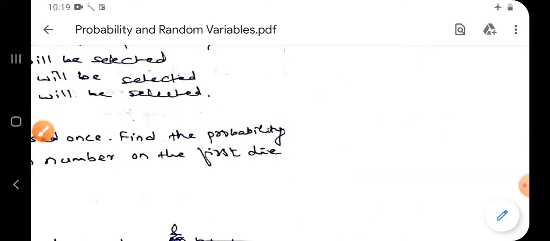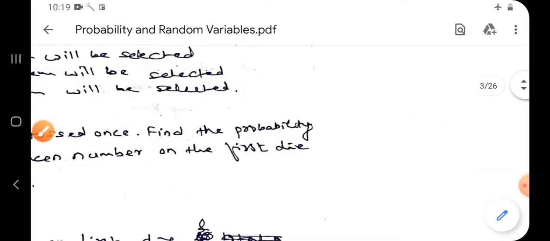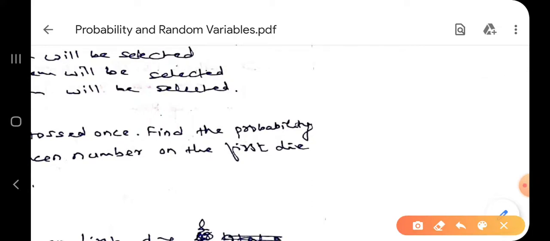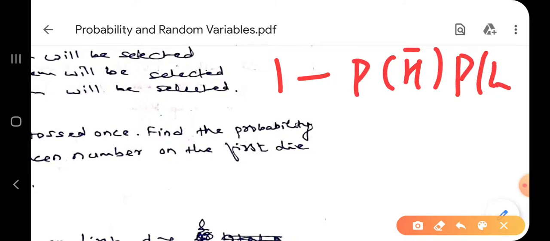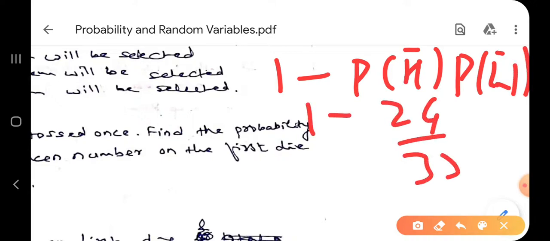Understood? And the fourth problem, I told you that it is 1 minus none. At least one means 1 minus none of them will be selected, which is P of H complement into P of W complement. We just found it, so 1 minus 24 by 35. So your answer is 11 by 35. 35 minus 24 is 11, so 11 upon 35. In this way we solve the problem.